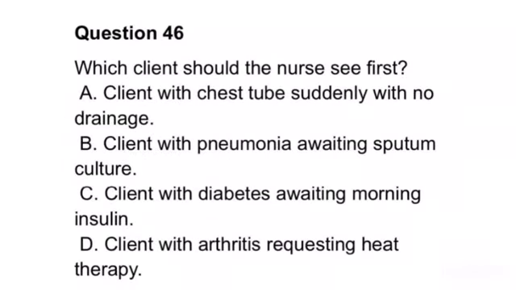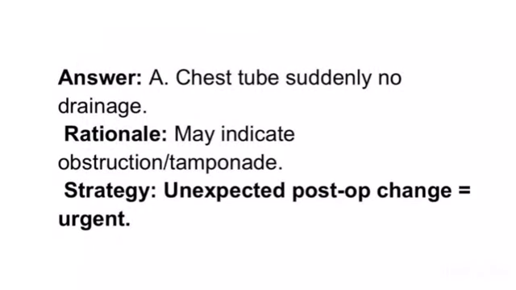Question 46. Which client should the nurse see first? A. Client with chest tube suddenly with no drainage. B. Client with pneumonia awaiting sputum culture. C. Client with diabetes awaiting morning insulin. D. Client with arthritis requesting heat therapy. Answer: A. Chest tube suddenly no drainage. Rationale: may indicate obstruction/tamponade. Strategy: unexpected post-op change equals urgent.